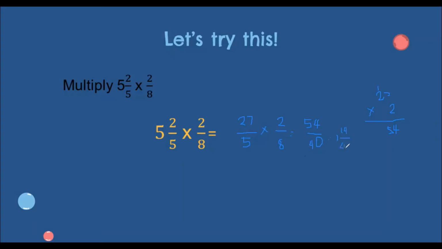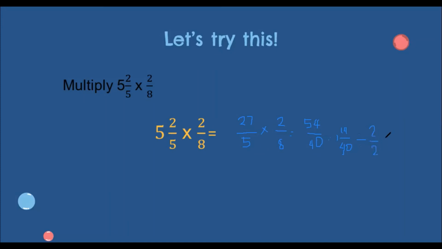Now, let us try to look at our fraction part here, 14 and 40. Can we still change this one into lowest term? Is there a number that can divide 14 and 40? The answer is yes, we can still divide 14 and 40 by 2. So let us reduce our fraction part here by dividing it by 2.